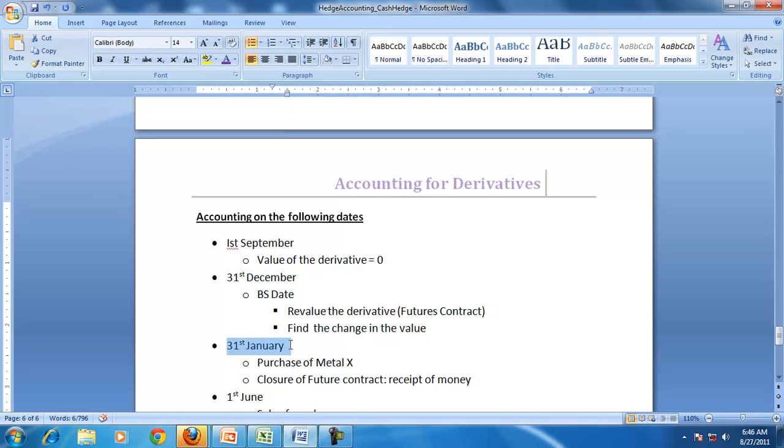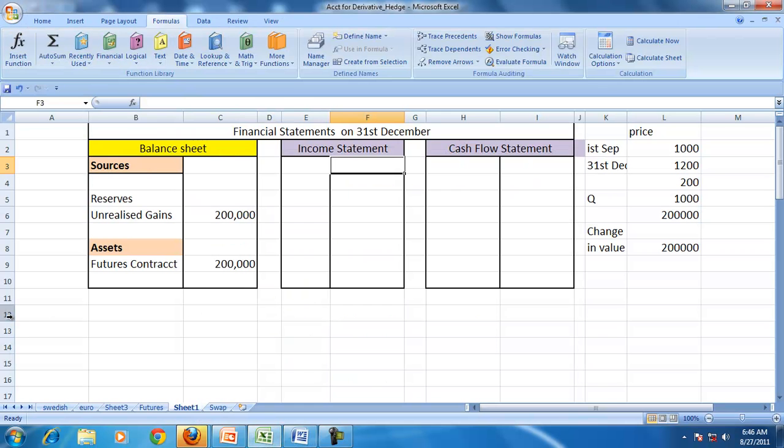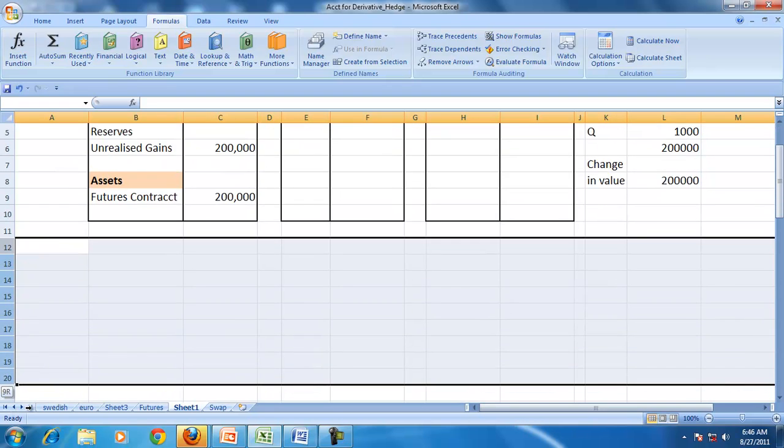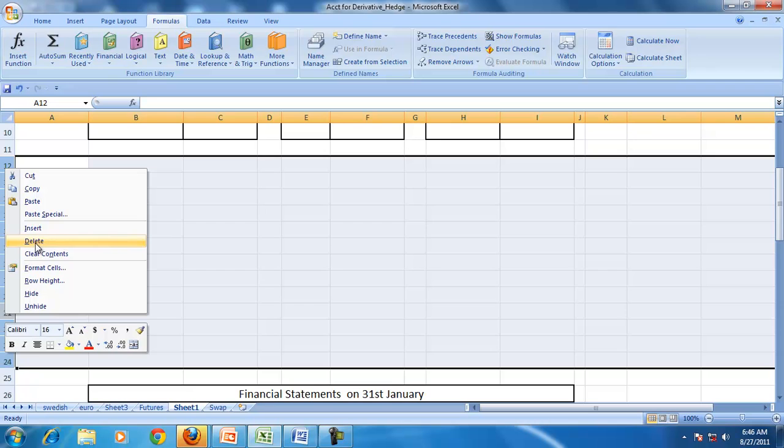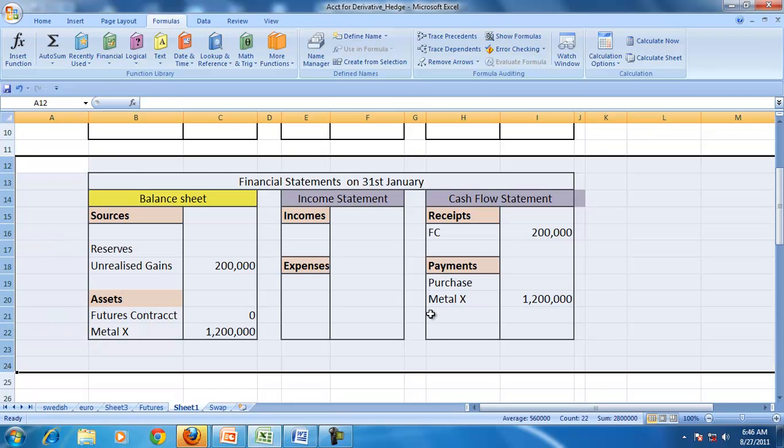On 31st January, that is the date on which the transaction happens, the company purchases the metal X, and that's also the closure of the futures contract, so you receive money on that. So what will happen to the financial statements? The financial statement will now look like this.